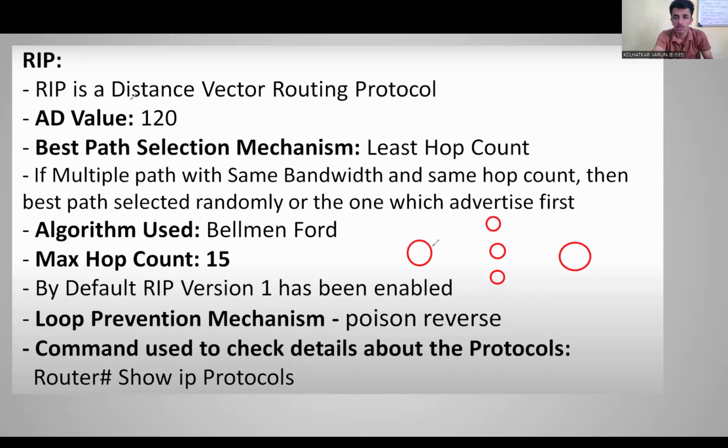So this is path one towards the destination, path two, and path three, moving from the source to the destination. Now let us assume their speed is 1 Mbps. So that is the same, and the same hop count is there. What will happen in this situation? The algorithm will randomly select the path that is defined first. Again, the algorithm used is the Bellman-Ford algorithm. We have seen the maximum hop count, that is 15.